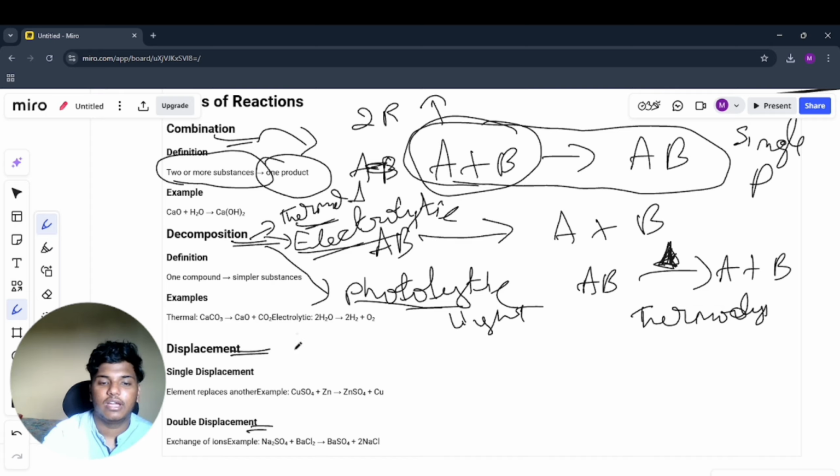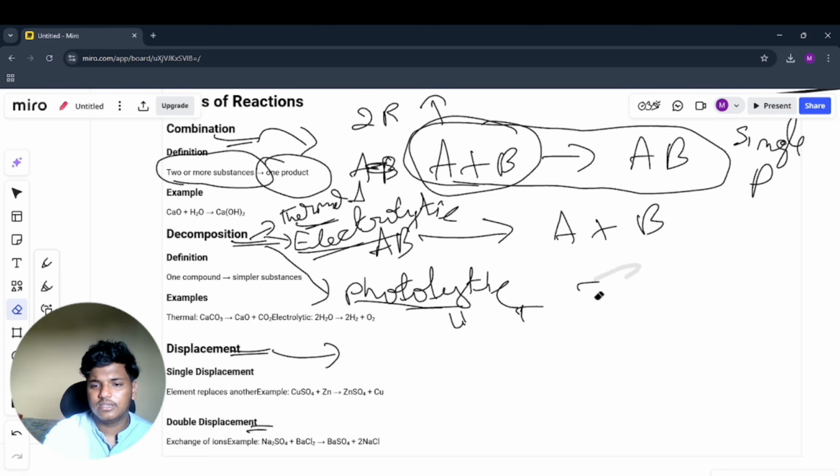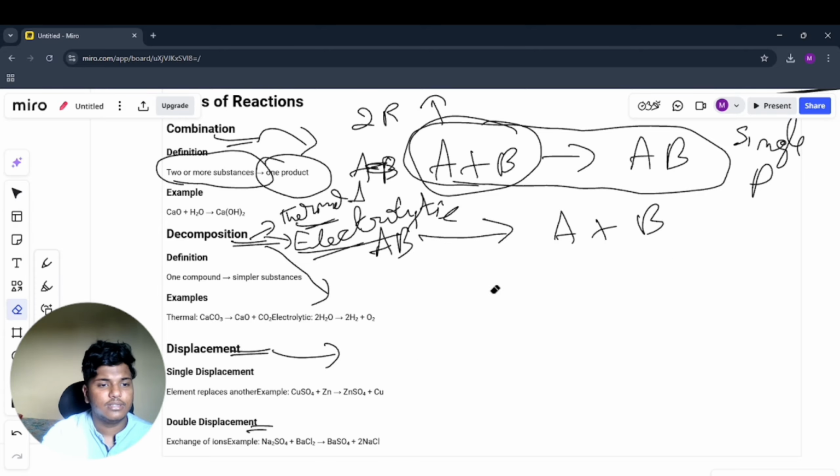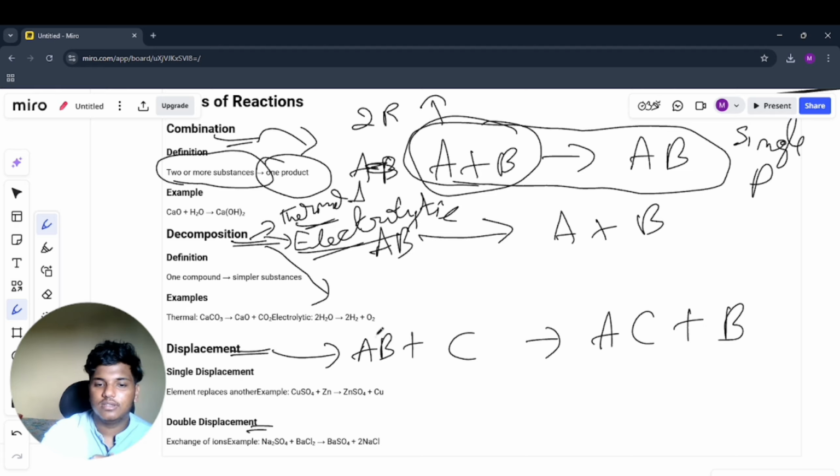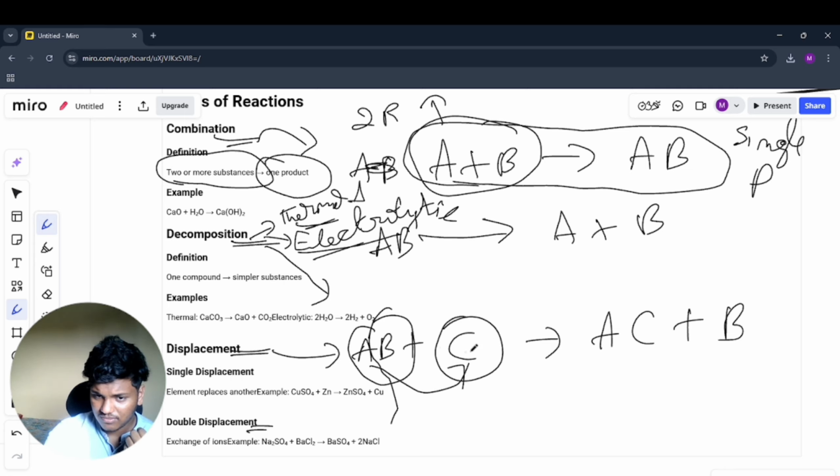Next, we have displacement reaction. Let's erase this. My handwriting is not that great, but the notes which I'm going to give in the description will be much better than my handwriting. So AB plus C gives rise to AC plus B. Here the bond between A and B has broken and A has found a new bond with C. This is very common in displacement reactions. This is what a displacement reaction looks like.